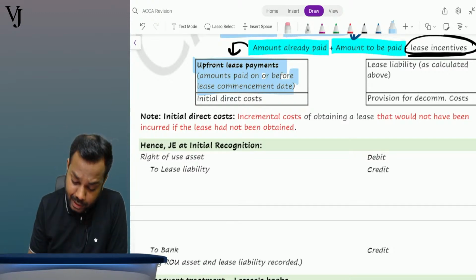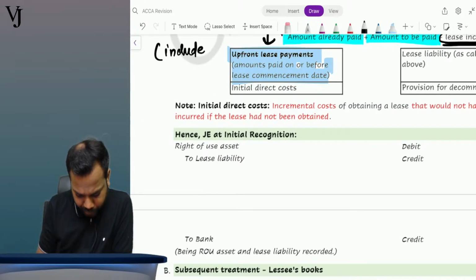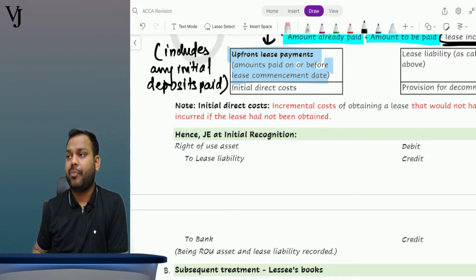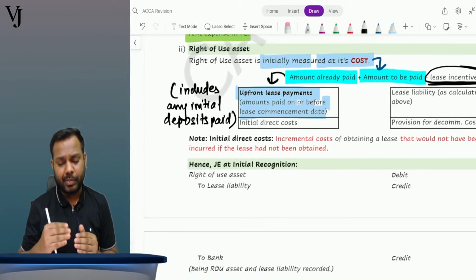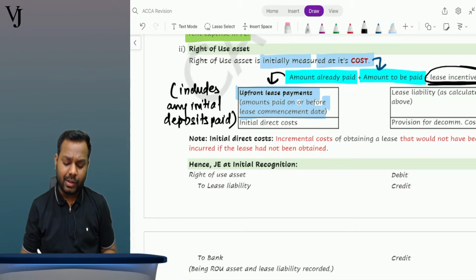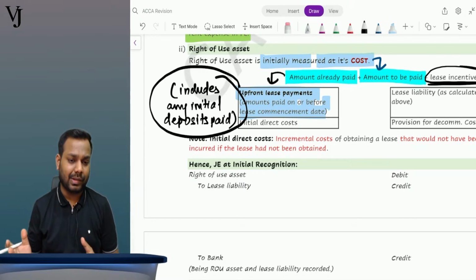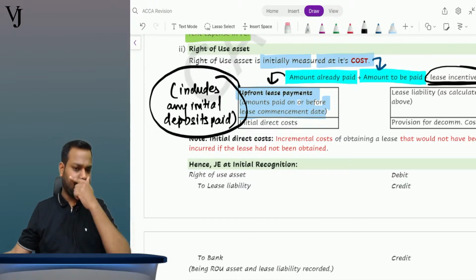Now right here it also includes any initial deposits paid. If you have paid any deposit, it is also included as part of the ROU asset. Though when I go to SBR level, I will say that this whole amount of the deposit is not for ROU. A portion of it is a financial asset. I will discuss that. Yes, there are only two scenarios, advance and arrears.